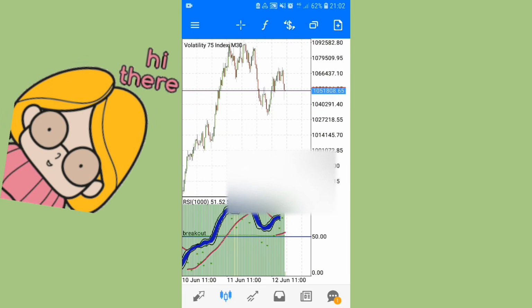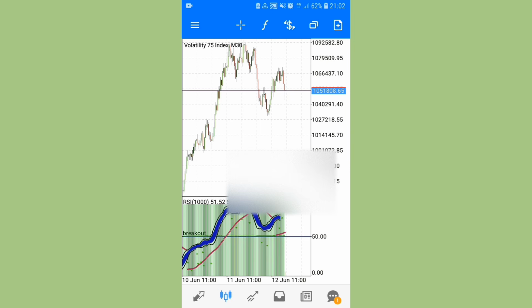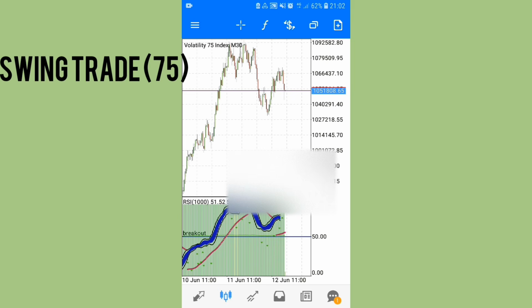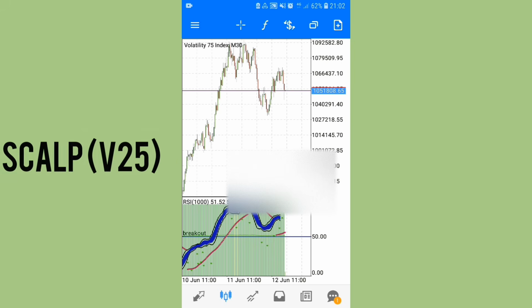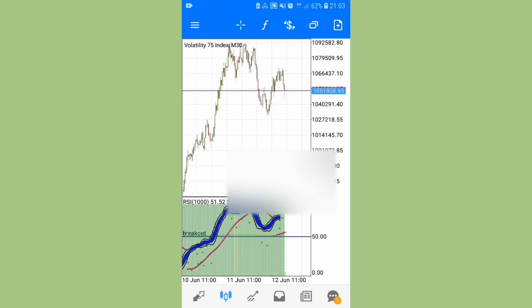Today I'm going to show you a new strategy concerning volatility 75 and volatility 25. Using this strategy, I will show you how to swing trade using volatility 75 and how to scalp using volatility 25. Without wasting time, let us go to the settings so that you too can have this beautiful money-making screen just like me.